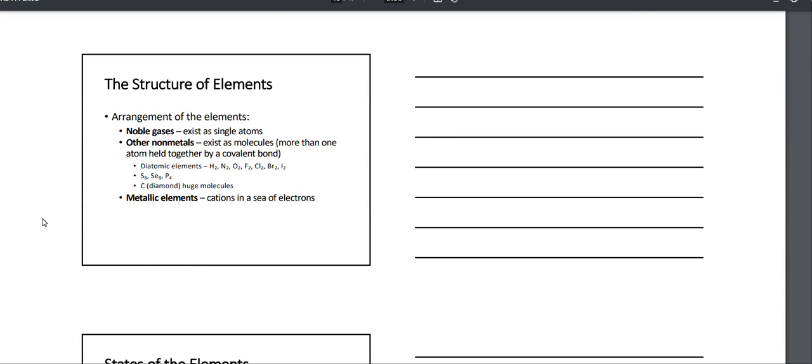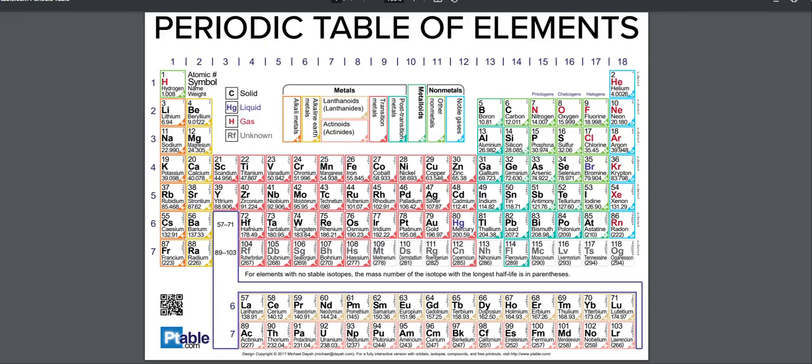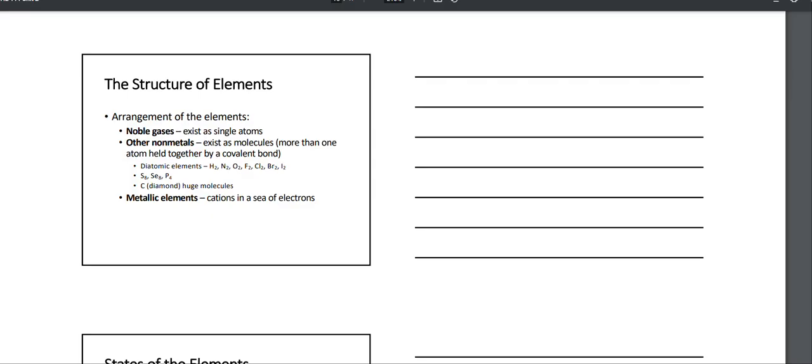The structure of elements, when it comes to the noble gases, they always exist as a single atom. So the noble gases, if you have forgotten, are the last column of the periodic table right here. They always exist as single atoms. So there's helium gas, neon, and they always exist in a gaseous form as well. So on top of being gas, they also exist as a single atom and not as a diatomic molecule. Okay, other nonmetals exist as molecules.